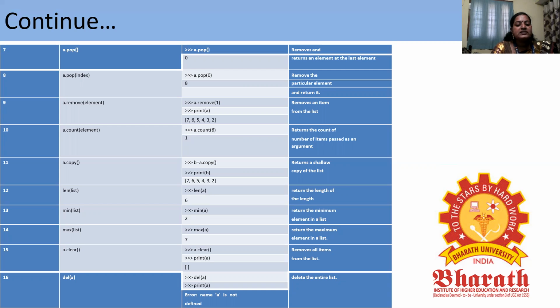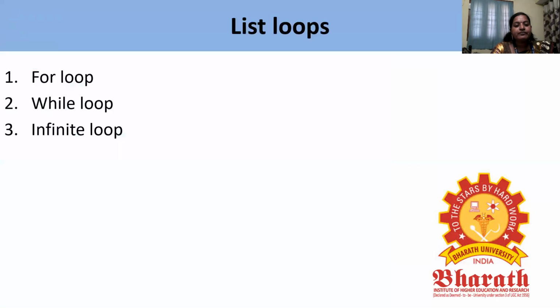And then min(list) gives the minimum element, that is the least element present in the list. max(list) gives the highest value present in the list. And then clear means it will clear the values present in the list, that is, it will delete all the values and you will get an empty list. And del A means it will delete the variable from memory. If I then give print A, we will get the error: name 'A' is not defined. So it deletes all the values, including the variable name.